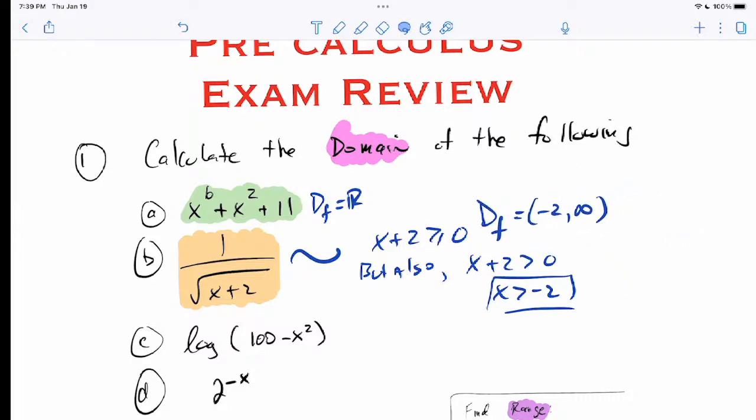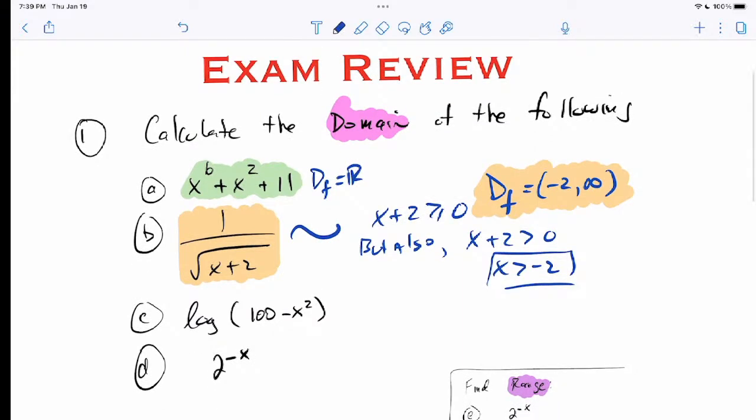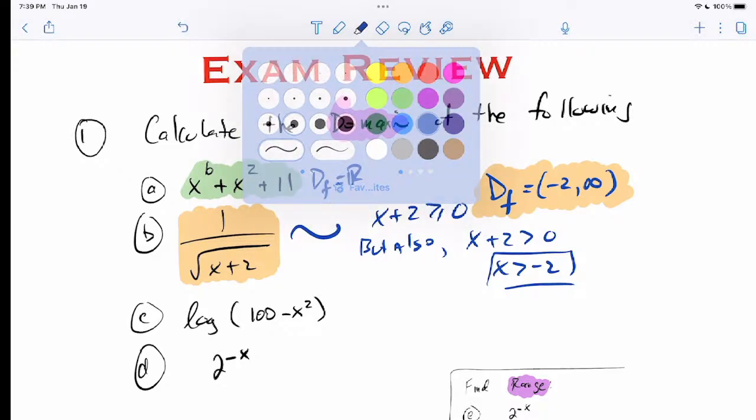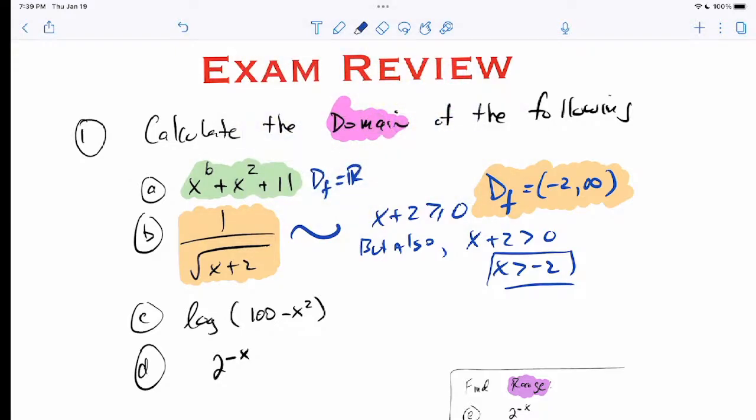For this one here, this would be your answer. So that's the answer for C. Or for B, I should say, the domain is x greater than negative 2.